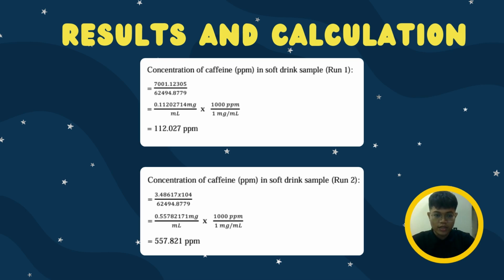Same goes for soft drink sample 2. We use the same formula and the same steps, and then we obtain the peak area of caffeine value and divide it by the RF value. The outcome from the calculation is 557.821 ppm.